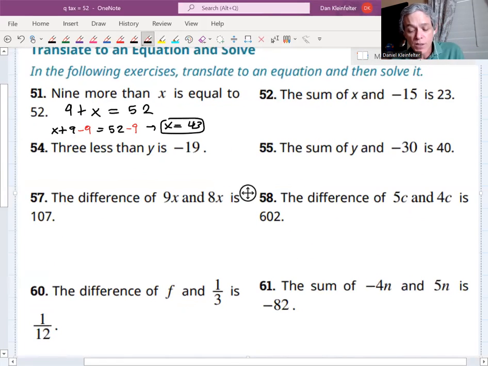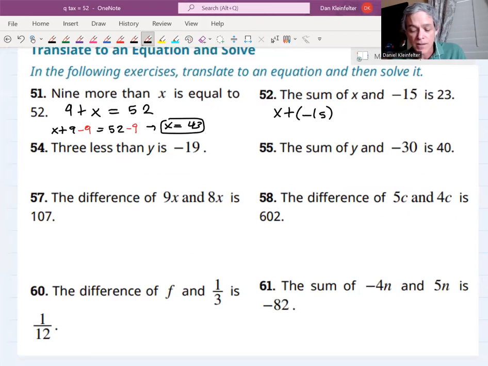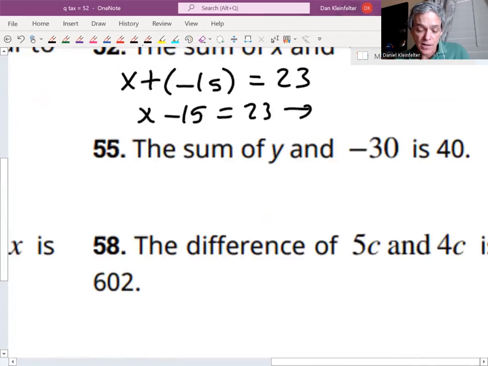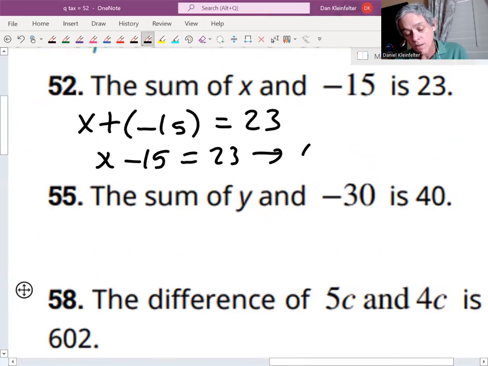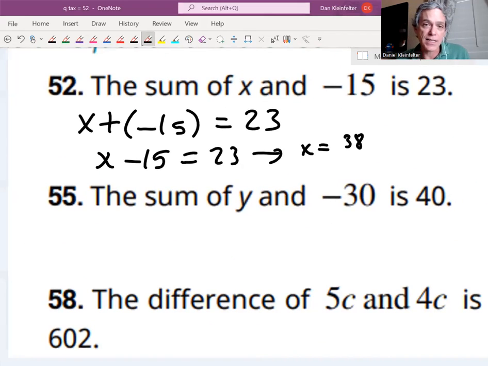Okay, let's try 52. The sum of x and negative 15 is 23. So that says x plus negative 15 is 23. So that's the same as x minus 15 is 23. Adding 15 to both sides, we'll have an x on the left side and 38 on the right side.